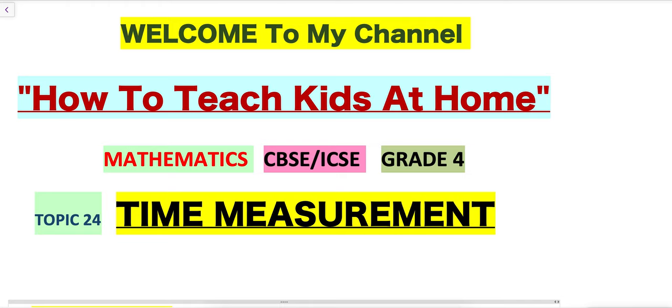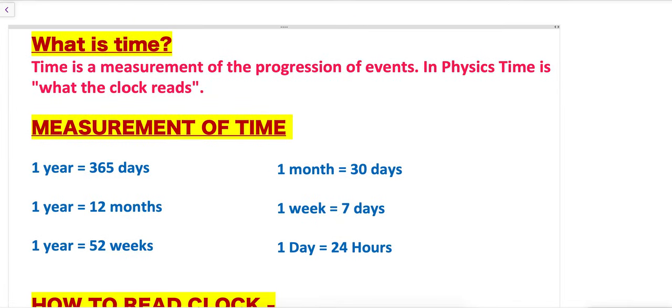This is a math series for primary grade 4, CBSE and ICSE board. And today I am starting with an interesting topic, time measurement. So in this video, we will learn what is time, how to read a clock, format of time, 12 hour system, 24 hour system of time, then what is a quarter, how to write the time in the past format and in the to format. So don't skip this video. So let's begin time measurement.